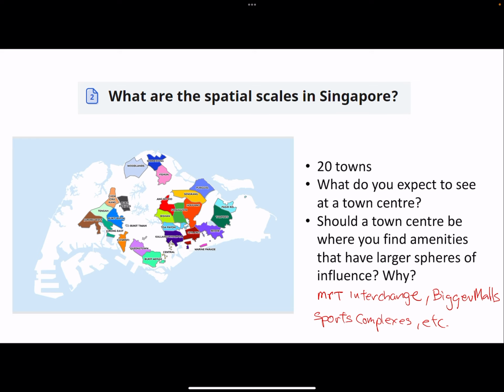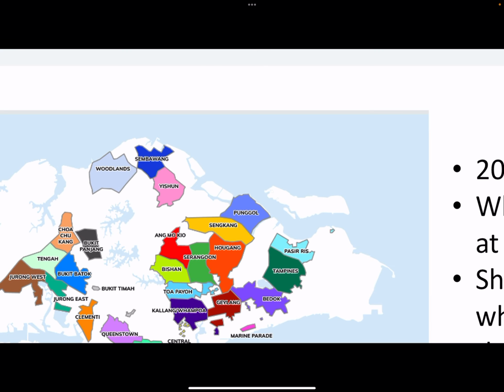So what do you expect to see in the town center, right? Let's think about it. I'm pretty sure most of you would have been to some town center in your time here in Singapore. Some of the amenities that you do find in town centers are not found in the smaller neighborhoods within the new town itself. So we have 20 towns here, right? Let's zoom in and take a look at some of them.